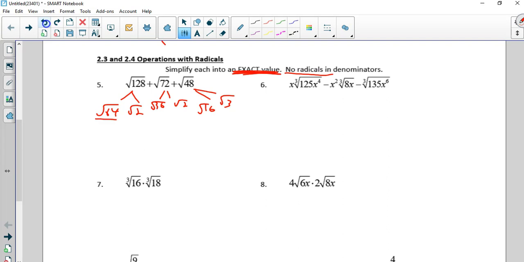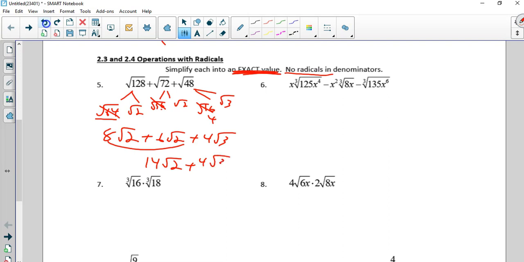Square root of 64 is 8. Radical 2 stays. Square root of 36 is 6. We're adding these. Radical 2 stays. Square root of 16 is 4. We're adding these. 4. Radical 3 stays. Join these together, and we get 14 radical 2 plus 4 radical 3.